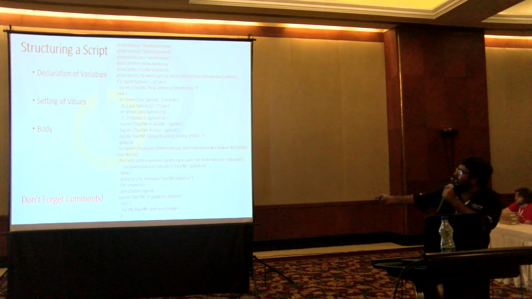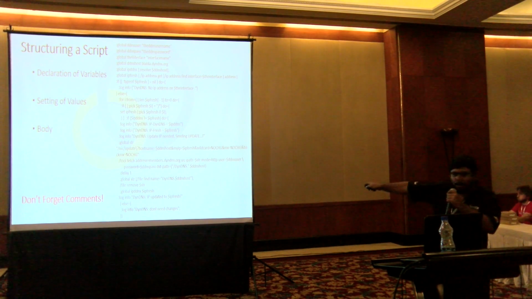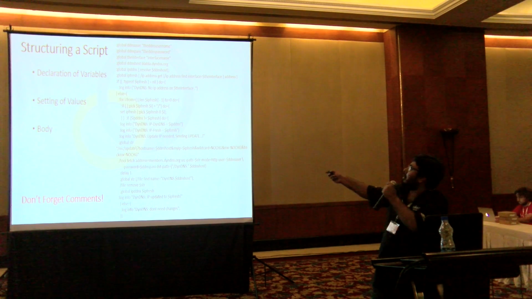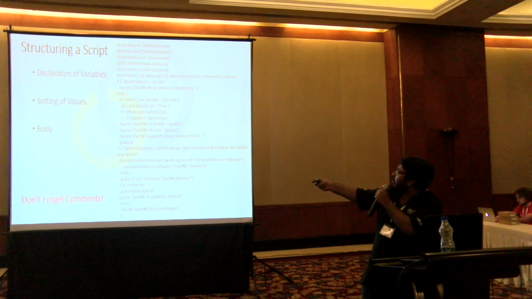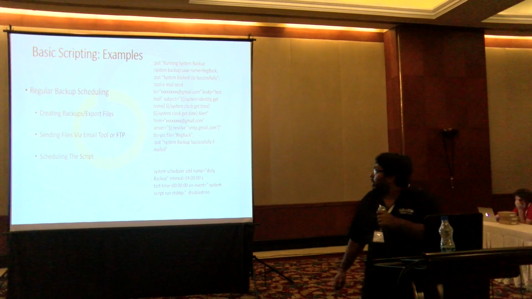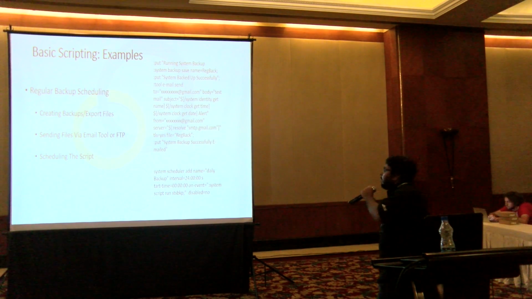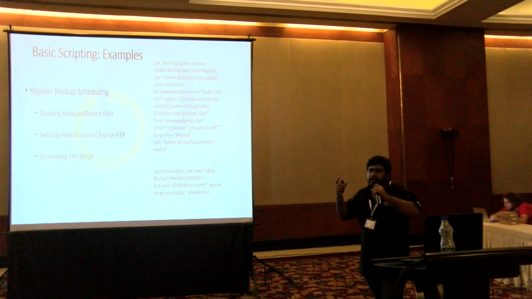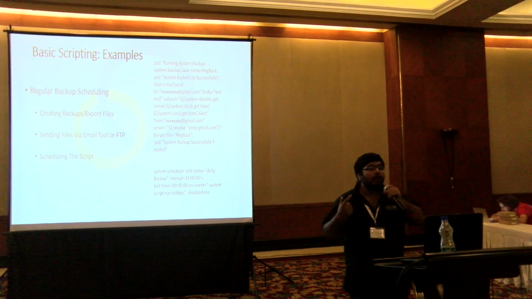Like in this example we have. The example is a DDNS example. It's incomplete and it's a little complicated. So just the example, here are the declarations. Then we have the whole body of it. We'll go to it later on. Now basic scripting examples. First, the easiest, the most basic one is regular backup schedules.